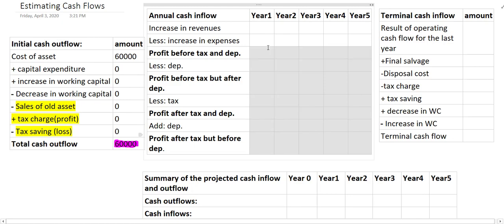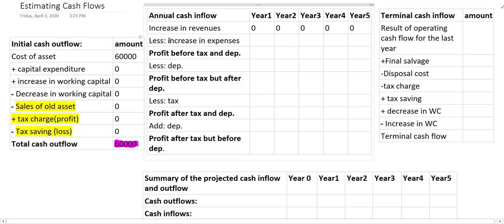Okay, first of all, let me change the font size to 18, which should be visible to everyone. So now put the 0 balance. Why? Because in this example, we don't have revenue. Revenue: 0, 0, 0, and 0. But what about expenses? See, it is mentioned increase in expenses. No, in this example, we don't have increase in expenses.